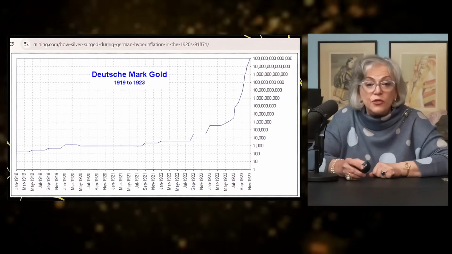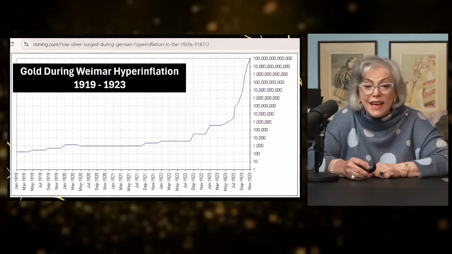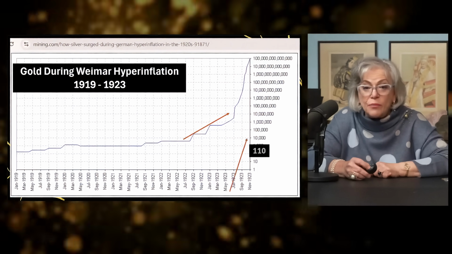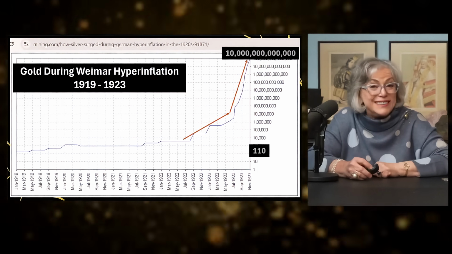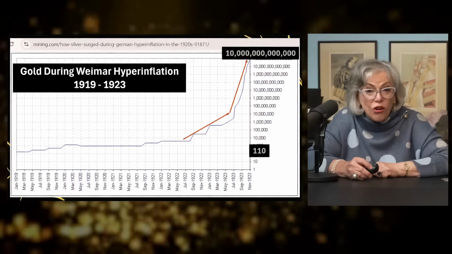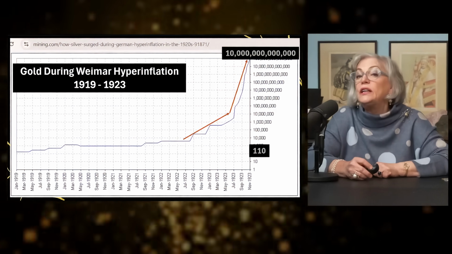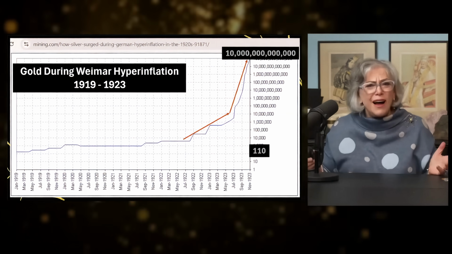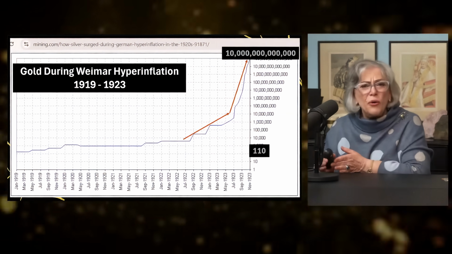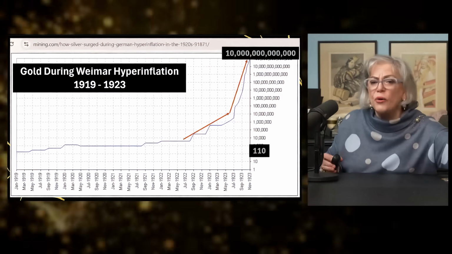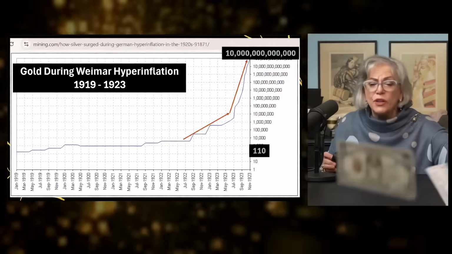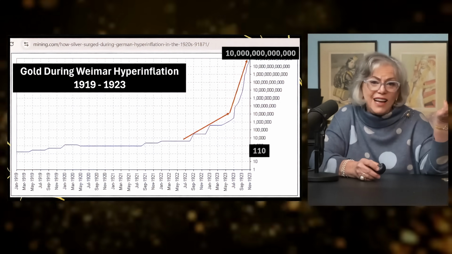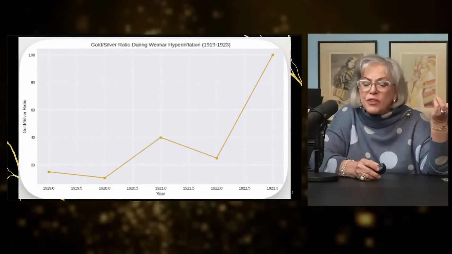But here is what happened to gold during that same period of time, or the spot gold market. That started out at 110 marks per ounce of gold and went up to 10 trillion marks per ounce of gold. And by the way, guys, is this really gold and silver going up, or is it the mark going down because of all of the money printing that the government did to pay for all of the spending that they weren't earning? It's the same thing today.